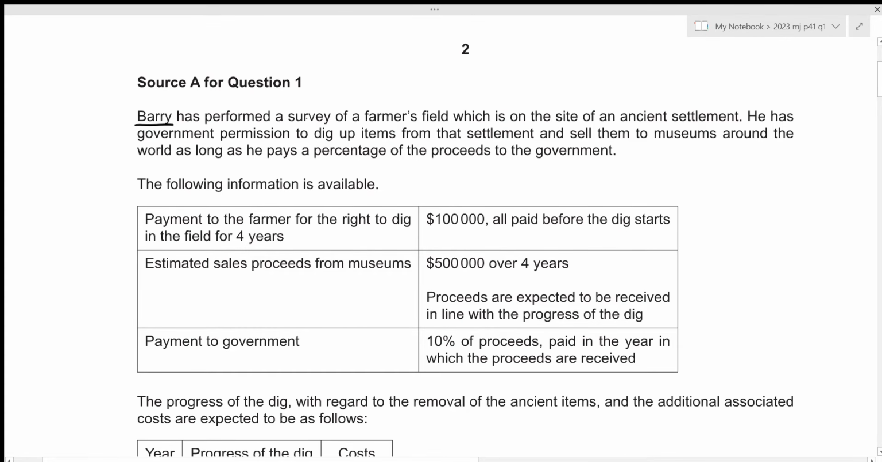Barry has performed a survey of Farmers Field, which is on the site of an ancient settlement. He has government permission to dig up items from that settlement and sell them to museums around the world, as long as he pays a percentage of the proceeds to the government. We're given the following information. Payment to the farmer for the right to dig in the field for 4 years. This is 100,000, all paid before the dig starts. So this is basically our initial cost.